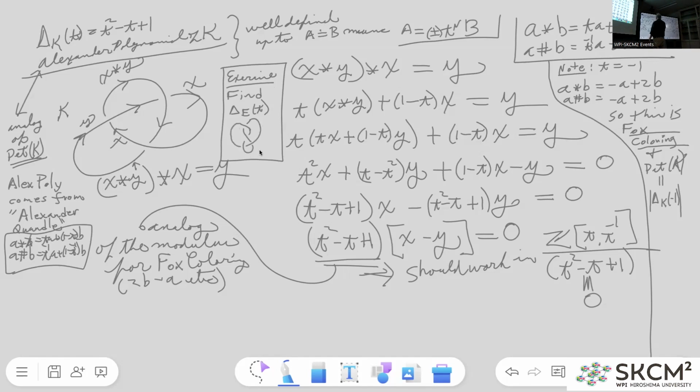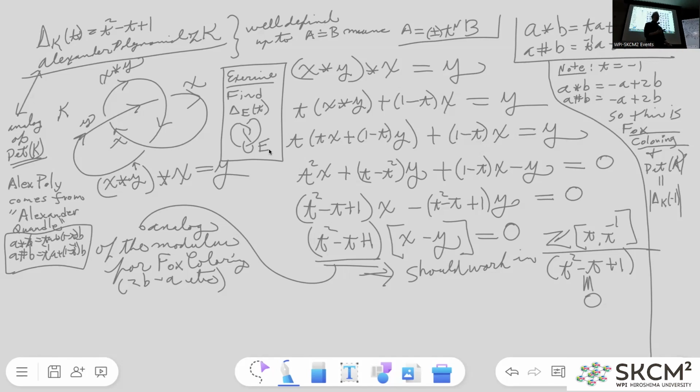Right? So you can try the same yoga, the whole thing. Propagate, label 2 lines X and Y, propagate around, get the relation that you need, and then write out the algebra of the relation, factor it out. You won't have to use any matrices, but you will get a polynomial multiplying X minus Y, and that will be the Alexander polynomial of the figure 8 knot.